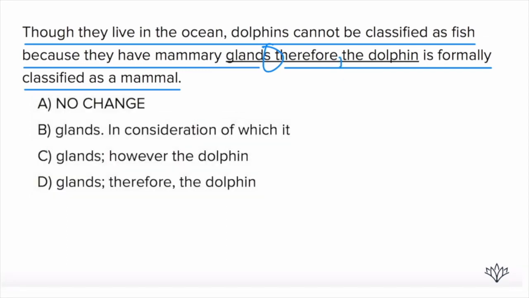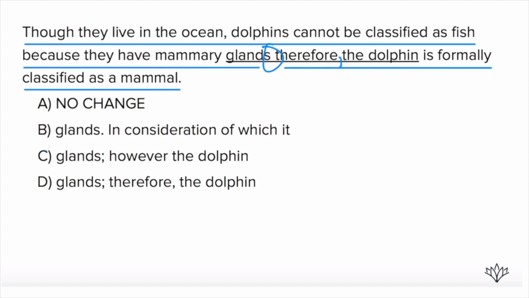So let's take a look at the answer choices. The only ones that have semicolons after "glands" are C and D. But let's take a look at C. Answer choice C says, "however, the dolphin." That's saying it's a contrast, but is that what we're looking for here? Absolutely not. What's happening here is it says, though they live in the ocean, dolphins cannot be classified as fish, therefore they are classified as mammals. So "however" would not make sense because it's not a contrast. That's not appropriate. What we want is basically to say that because of this, and that's what "therefore" means.